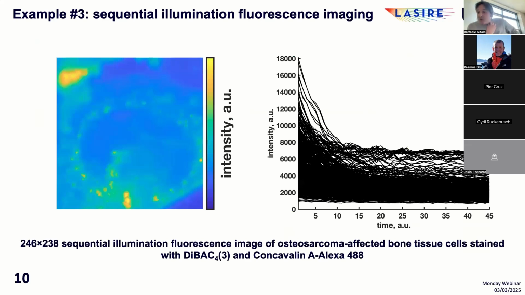The second example concerns instead a 246 times 238 sequential illumination fluorescence image of bone tissue cells affected by osteosarcoma and stained with a combination of 2 different fluorophores, DBAC4-3 and Concavalin A Alexa 488. The pixels of such an image are underlain by 6 different fluorescence decays that here, for the sake of simplicity, I represented all together in the same plot.